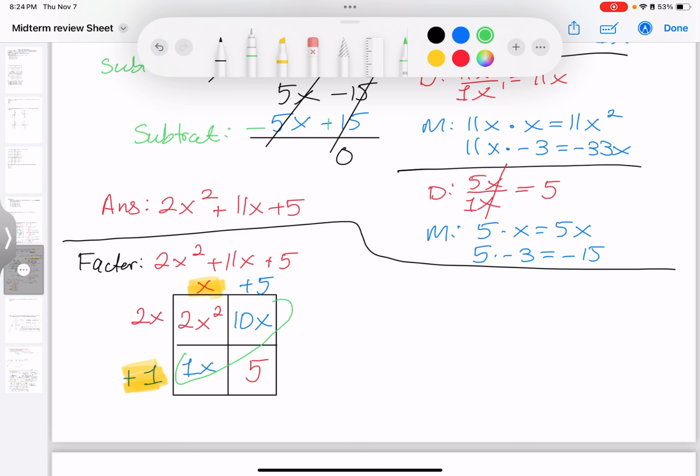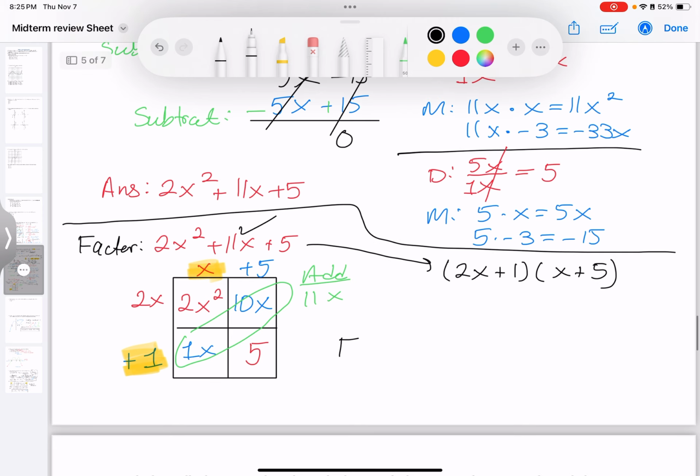And then we can add 1x plus 10x is 11x. And that works in this case. So therefore, we can now factor our 2x squared plus 11x plus 5 into 2x plus 1 times x plus 5.